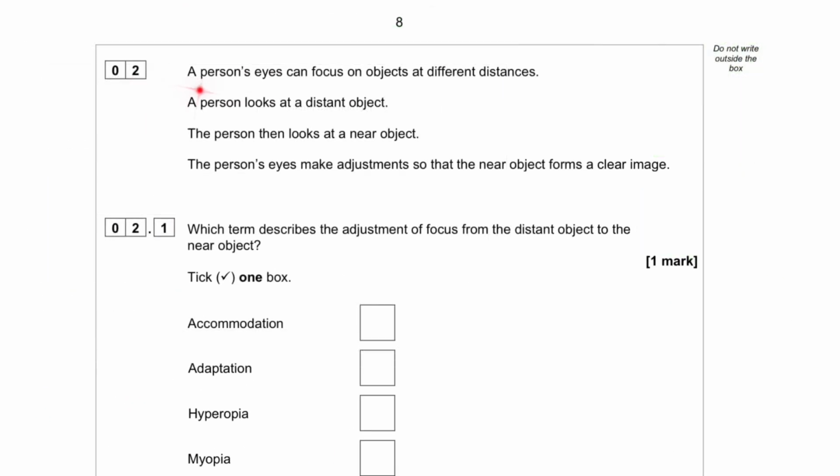Question 2. A person's eyes can focus on objects at different distances. A person looks at a distant object. The person then looks at a near object. The person's eye makes adjustments so that the near object forms a clear image.